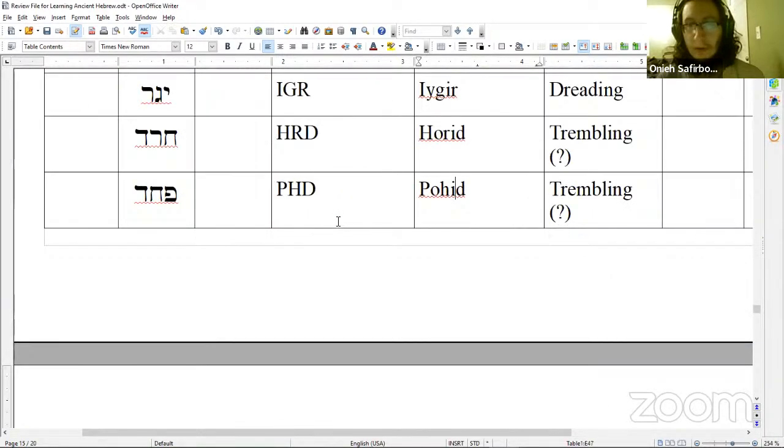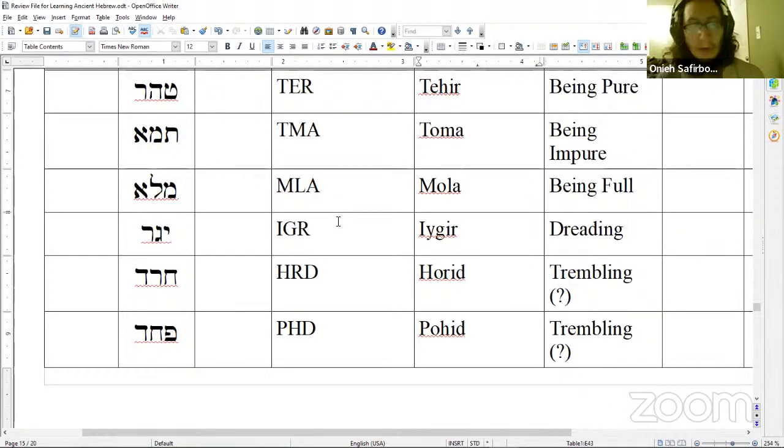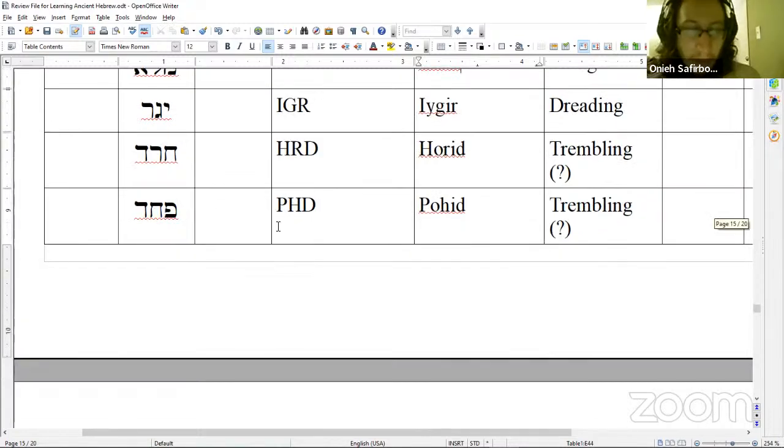Let's see. Eager, dreading. That's funny. Eager, the English word eager, is dreading in Hebrew. Horrid, trembling, which is also funny because horrid is similar to trembling. But then a similar trembling word is pachid. I have to double check the distinction between these two trembling words.